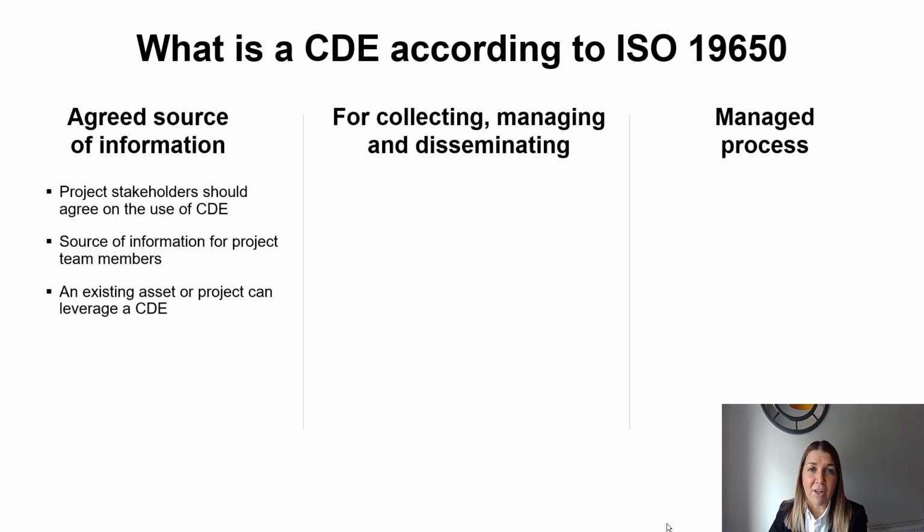Agreed source of information. Project stakeholders should agree on the use of the CDE. This is fundamental to ensure all stakeholders have bought into the CDE process and understand what their role and deliverables are. Source of information for project team members. All project team members should have controlled access to project information within the CDE, accessing the latest information and minimizing abortive works associated with individuals using out-of-date information.